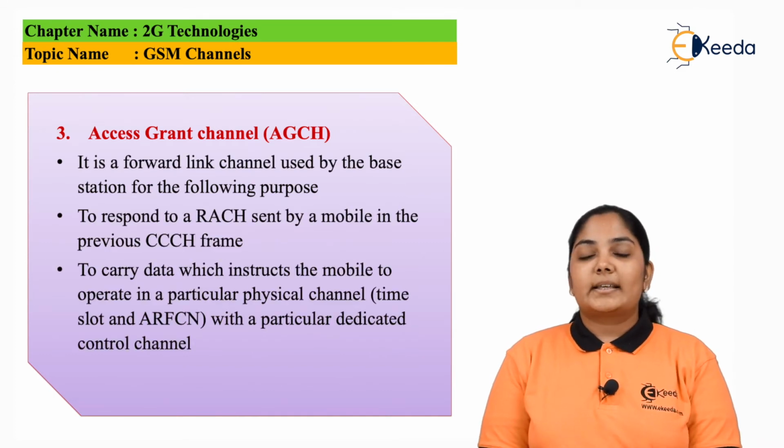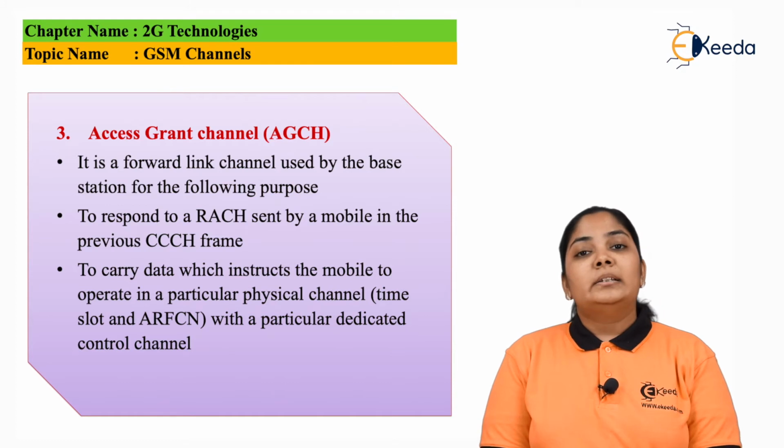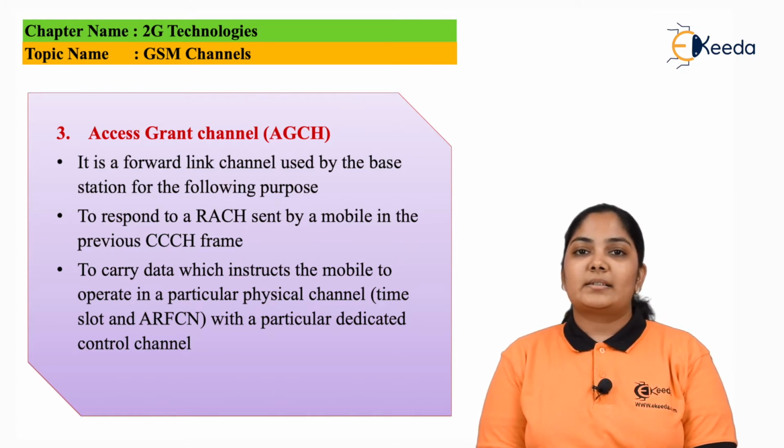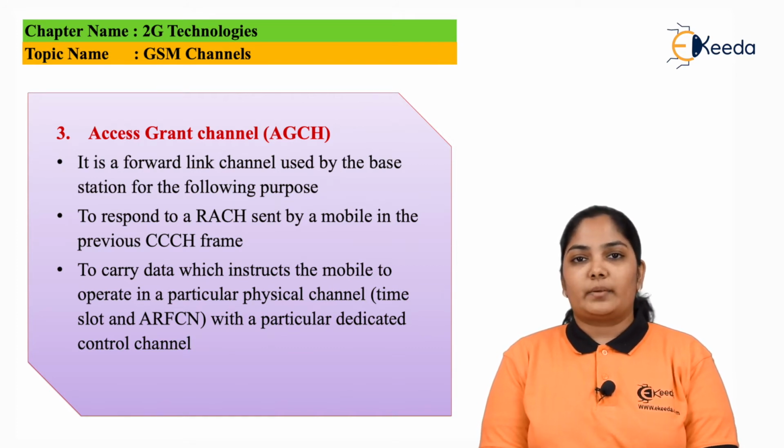On this access grant channel, that is a forward link channel from the base station to the mobile station, the base station will send a response to the random access channel message that we had sent in the reverse link, which was from the mobile station to the base station.